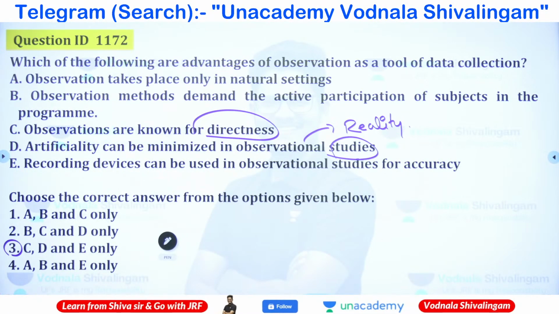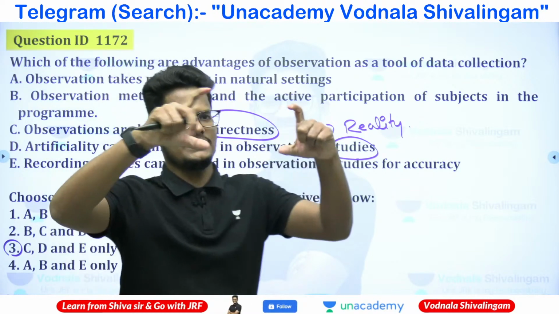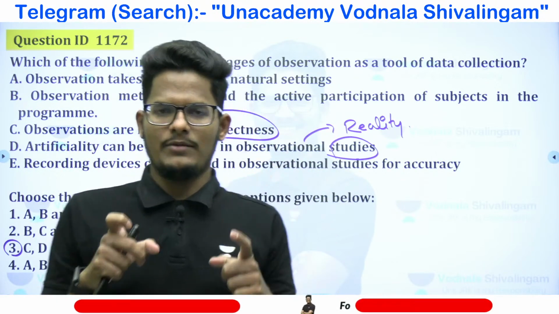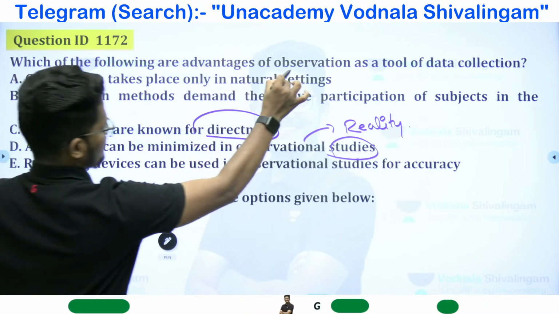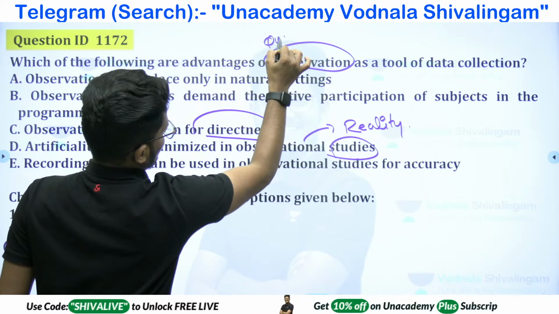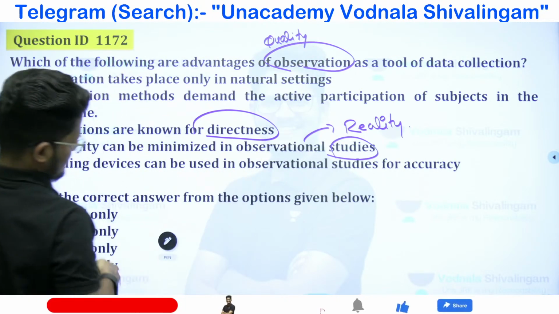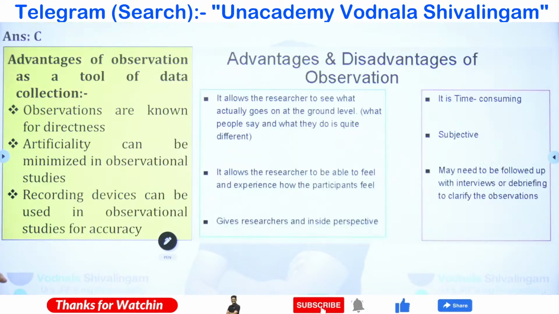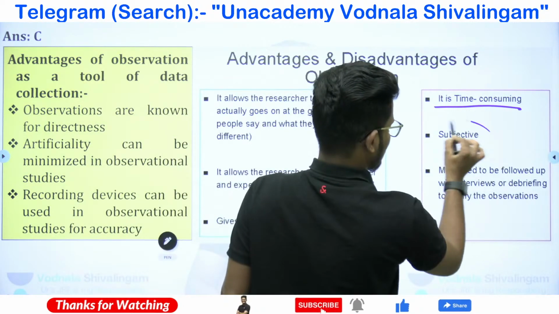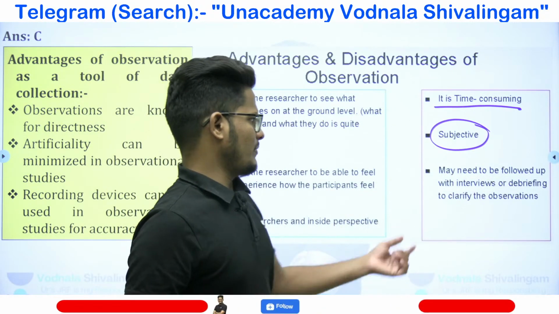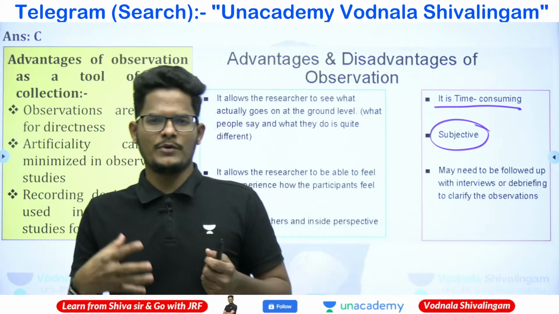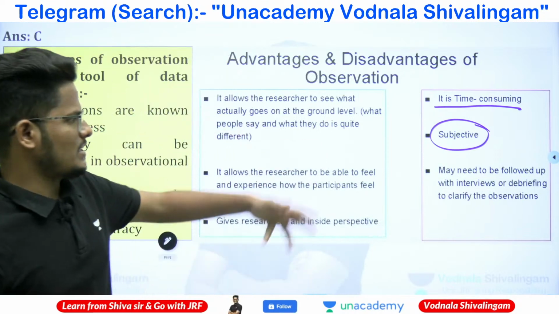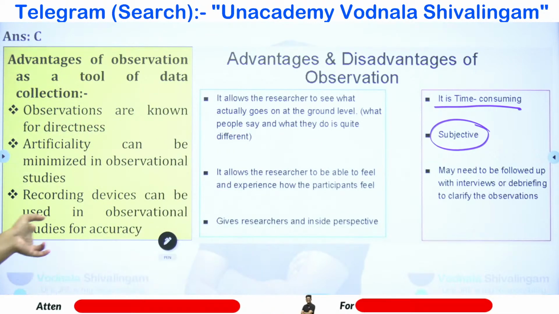And here E, recording devices can be used. We can capture scenarios, take videos, take pictures, and record many things. Those are the advantages of direct observation, which gives qualitative data; more of it we are going to get, quality in character. Disadvantages are that it is time consuming and very subjective in nature. We may need to follow up with interviews and debriefing to clarify the observation, talk with the people, and get answers to the questions. Those are time consuming and process based.